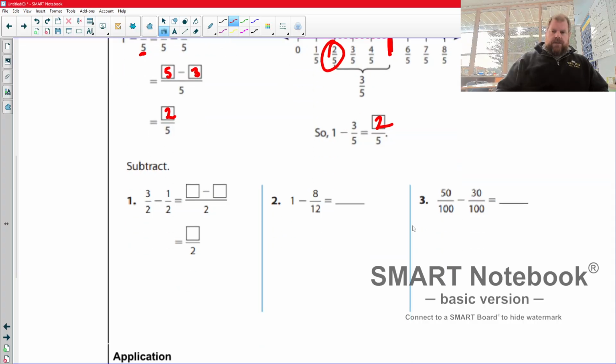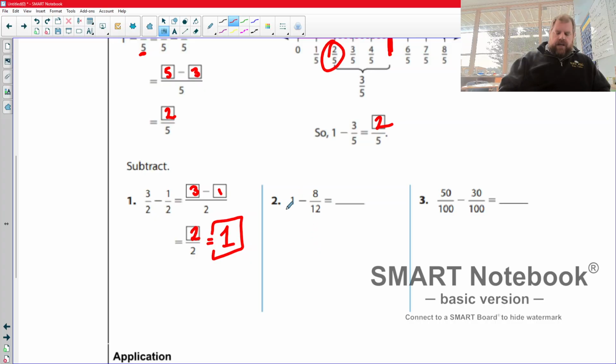Taking a look at these subtraction problems here. Make sure I don't cover up anything important. Again, I do like this intermediate step. I think it's a really good strategy to make sure that you know what is actually happening when we subtract or add fractions. 3 minus 1, though, would be 2. 2 halves is probably better answered as 1 whole.